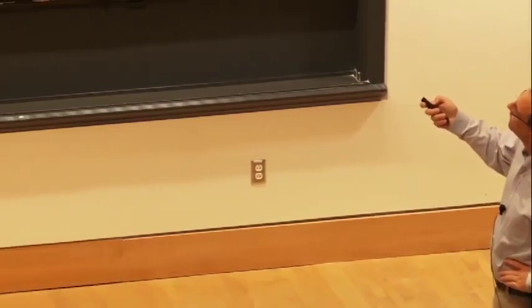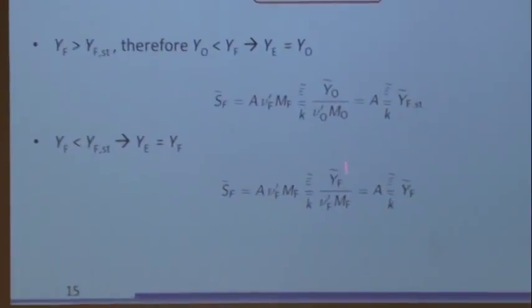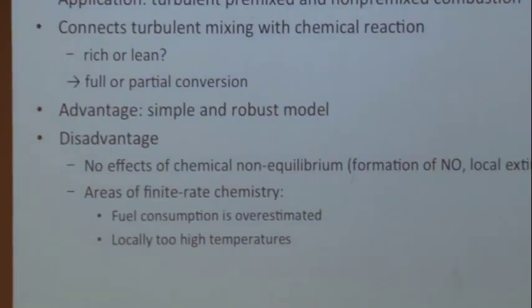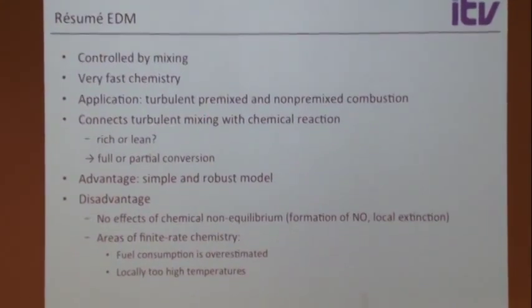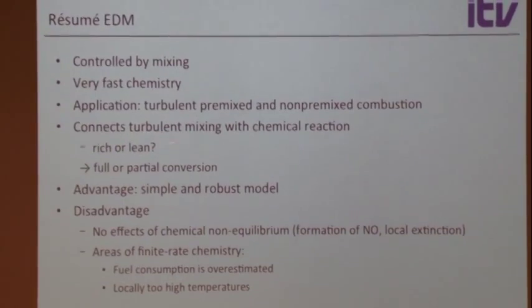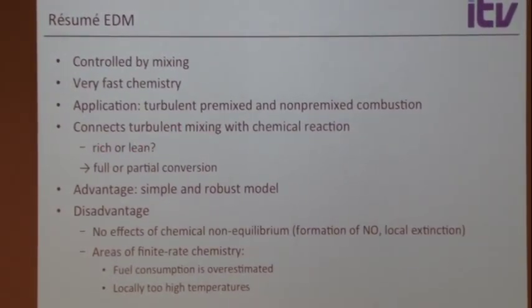Okay, so this we just talked about. I mean, you just evaluate this for fuel, for oxygen, and so on, and you always take the smallest one. So, summary here: this is controlled by mixing. You assume fast chemistry. It can be used for premixed and non-premixed combustion, and it also knows something about rich or lean to some degree. It can give you full or partial conversion. If things don't mix, they just wouldn't burn.